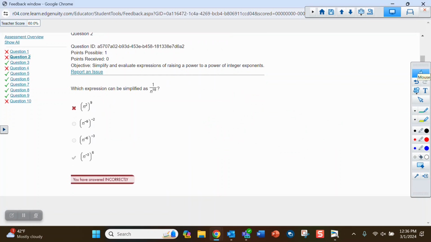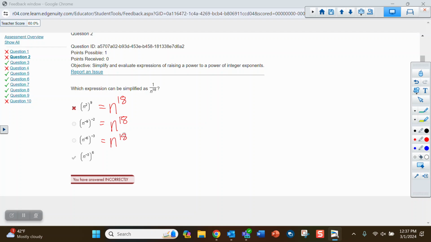Question 2, which one can be simplified? So you chose this answer. If I simplify this, a power raised to a power, I am multiplying and I get n to the 18th. That is not the same as 1 over n to the 18th. In order to get that n to the 18th in the bottom, the exponent would have had to have been negative here. So now I'm looking for an answer that's going to give me n to the negative 18th.